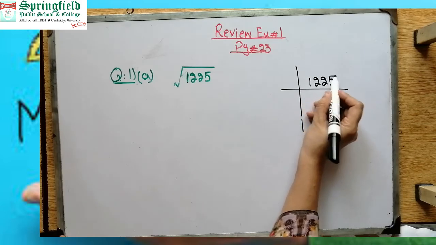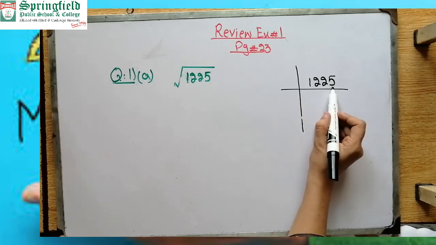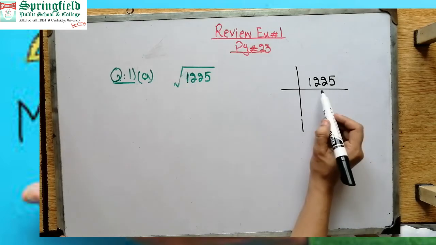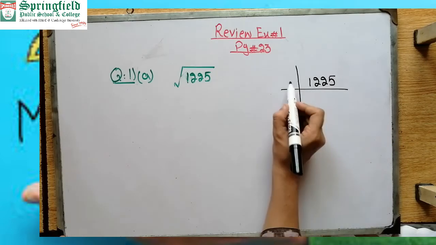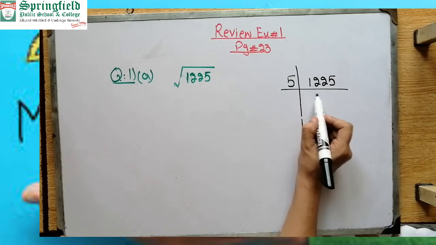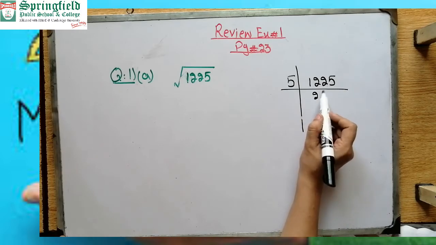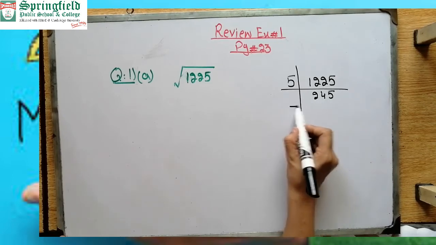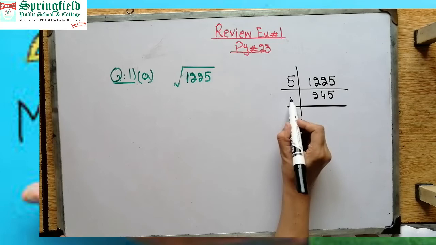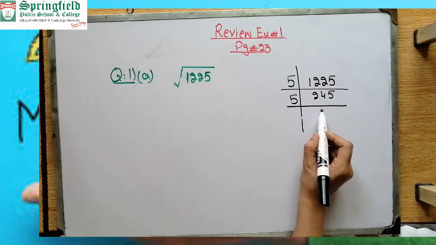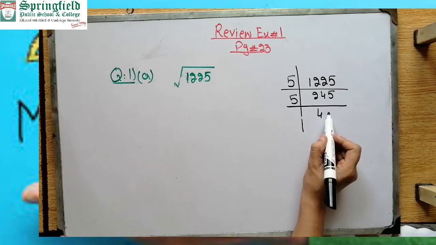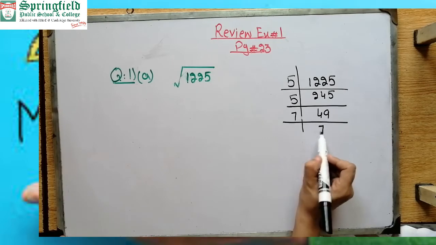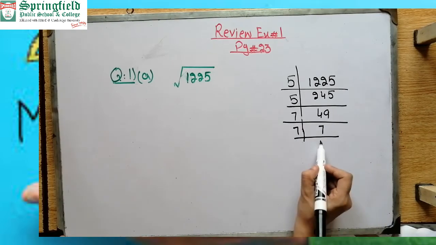So 1225, first we have to check that the last digit is 5. It means this is an odd number, and an odd number cannot be divided by the table of 2. So we will start from the table of 5 directly. 5 2s are 10, 5 4s are 20, 5 5s are 25. Again it can be divided by the table of 5. 5 4s are 20 and 5 9s are 45. And then the table of 7, 7 7s are 49, 7 1s are 7.